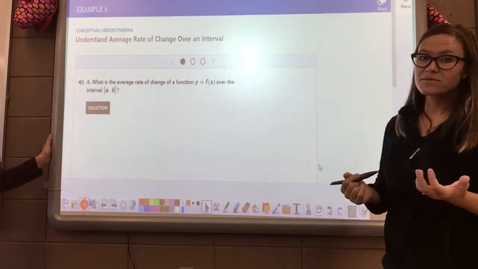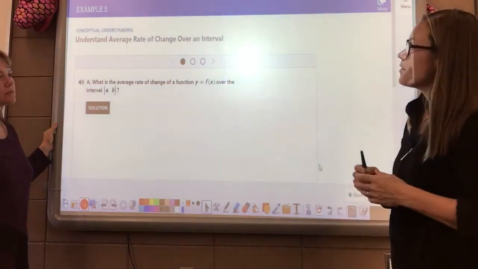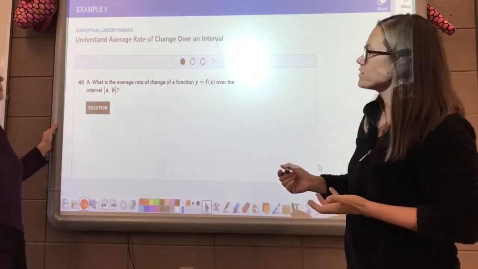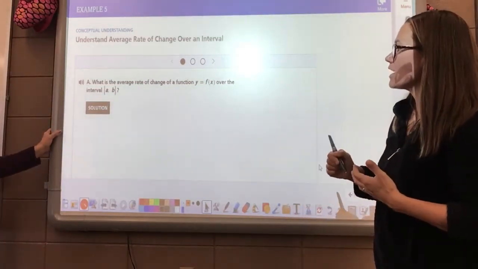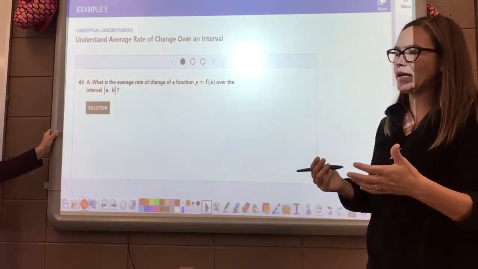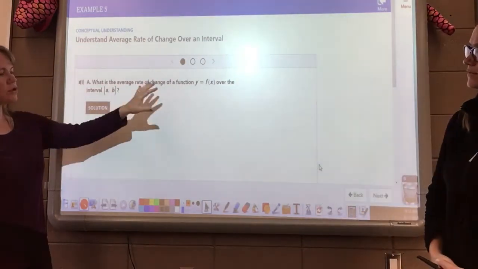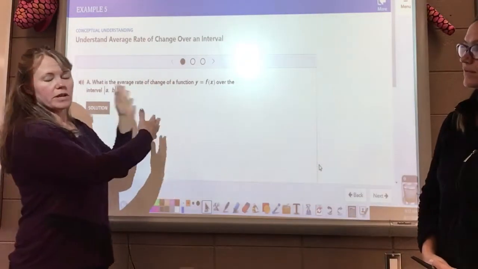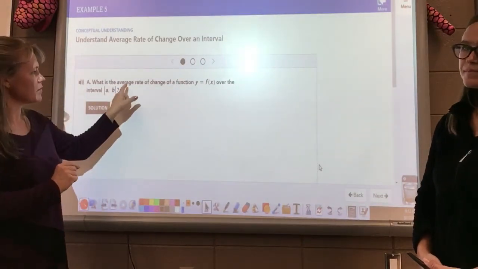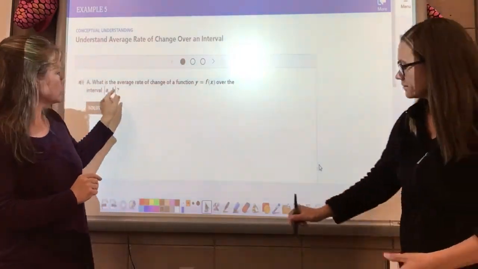So in this case, we've talked just briefly in the last video about the average rate of change, but now we're talking about over an interval. So what is the average rate of change of a function y equals f of x over the interval a comma b? So, Conway, what does a comma b mean? So that's in a real general sense, like there's not even a graph or an equation or anything to go with this. But what you need to know is that average rate is the slope. Okay, so the slope between endpoints.